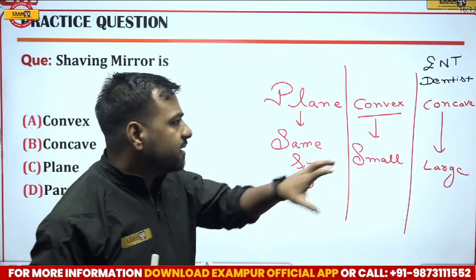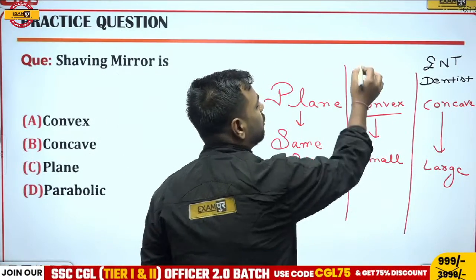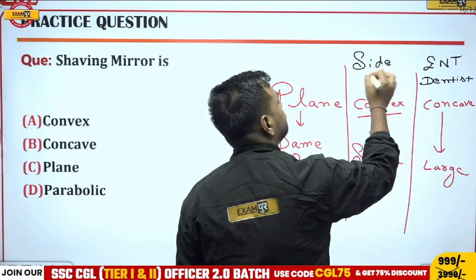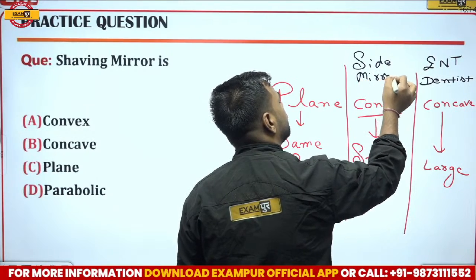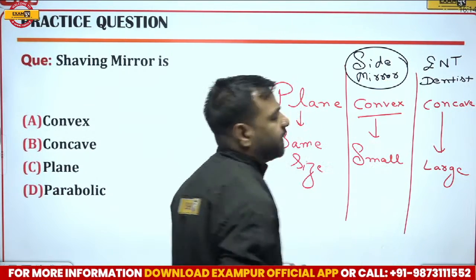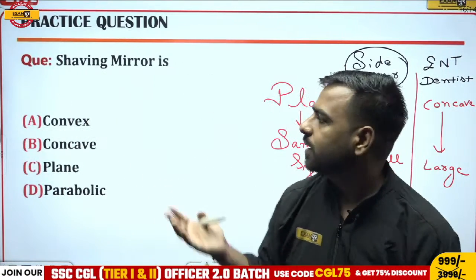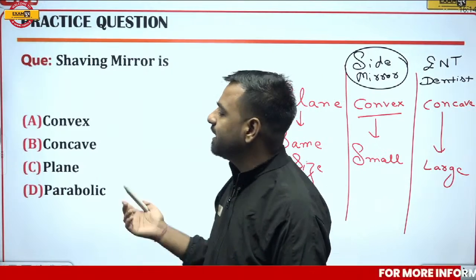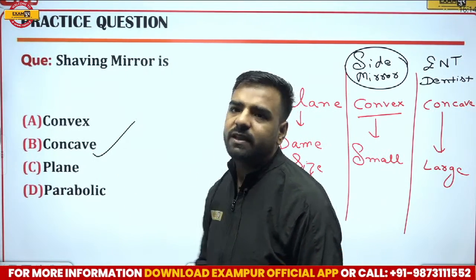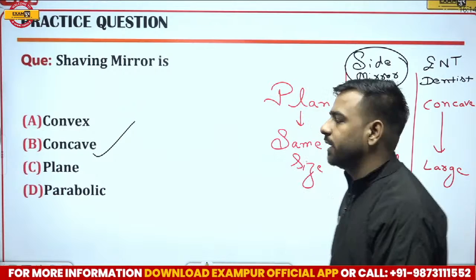So for the larger size, we are going to use concave. But if I talk about the side mirrors, here you can talk about the convex mirror, and obviously the plane mirrors are those which you use on a daily basis at your home. If I talk about the shaving mirror, we want the larger size, right? So here concave will be the correct answer. And Manish, you are totally correct.